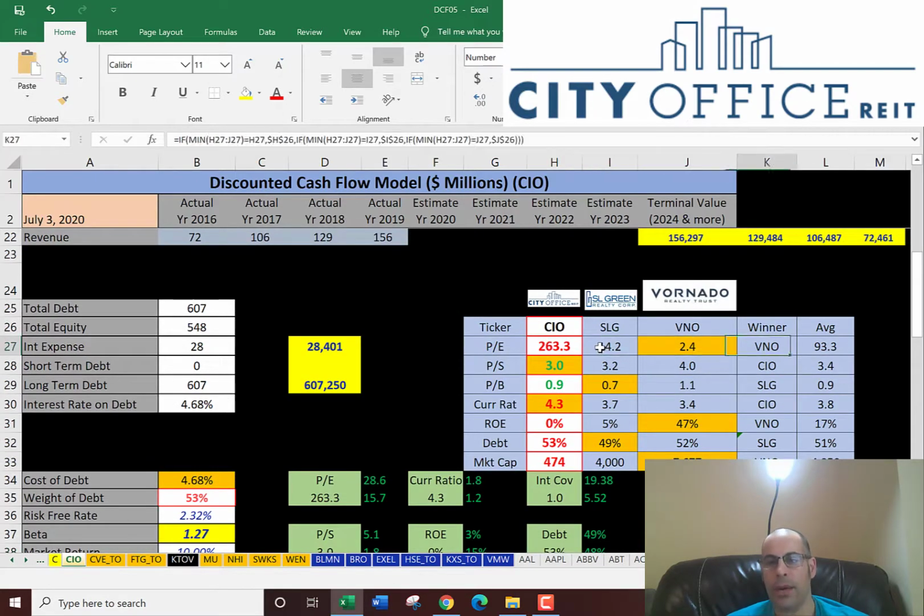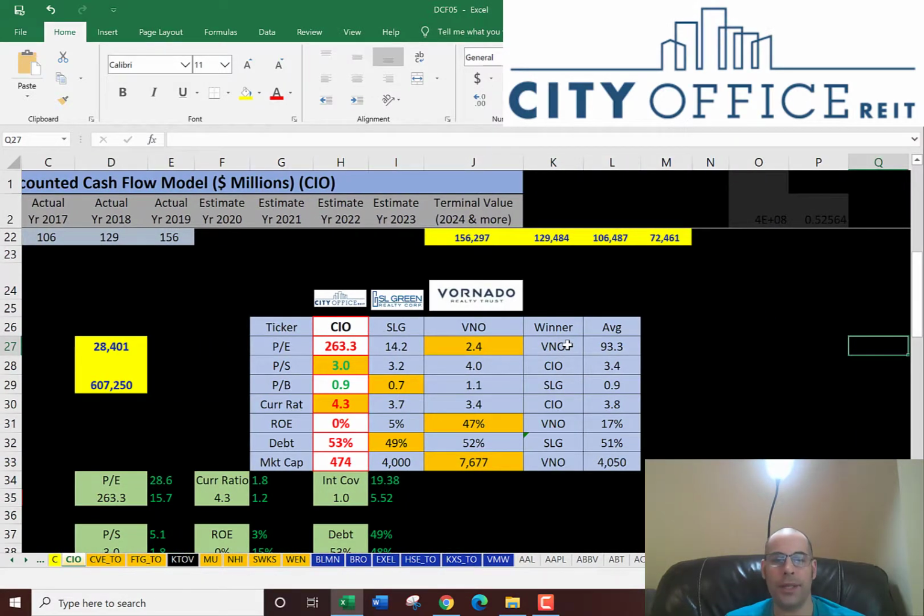Now the best way to look at ratios is to compare them to others in the industry. So I did 2 other office REITs on this channel, SL Green Realty and Vornado. And this is CIO right here. If CIO's number is in red, that means their ratio is worse than the average of the 3. If it's in green, then their ratio is better than the average. And if something is in orange, that means they had the best ratio for that category.